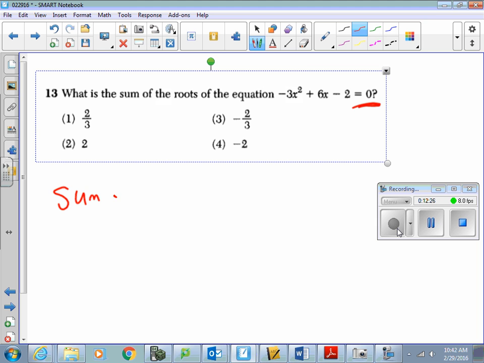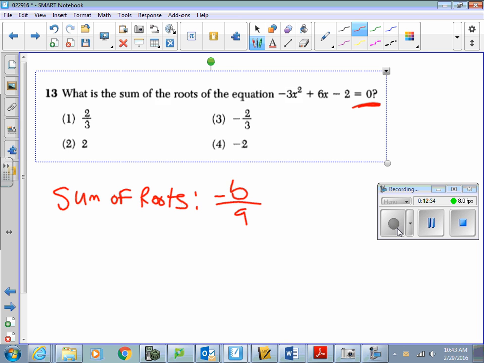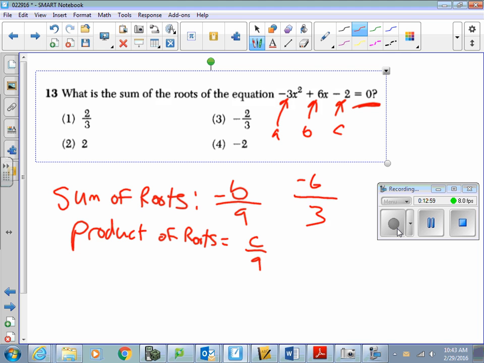But the sum of the roots, you can find by doing -b over a. And the product of roots is going to be c over a. So if we look, remember, this is going to be a, b, c. So we want the sum. So that's just going to be -6 over -3. So that's going to be a +2 for our sum of our roots.